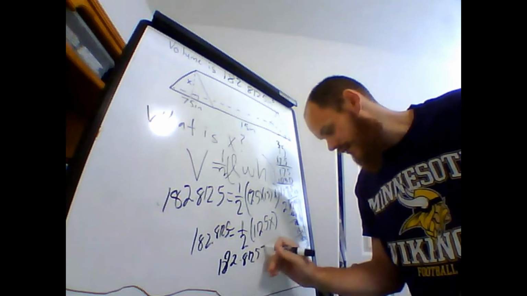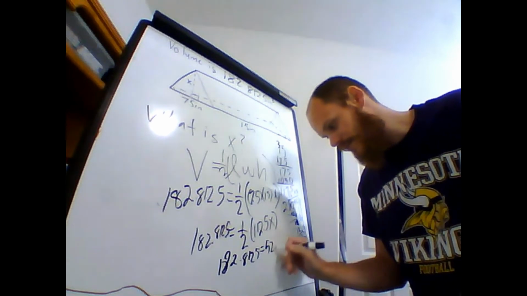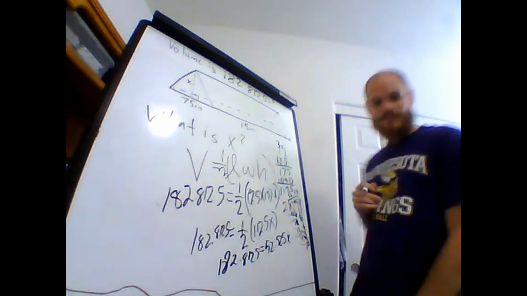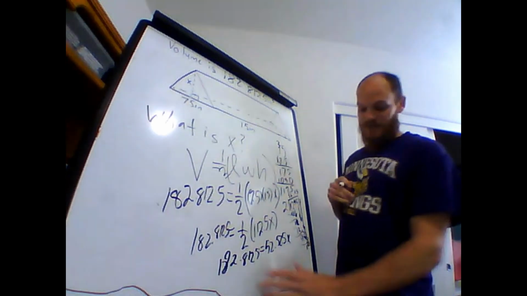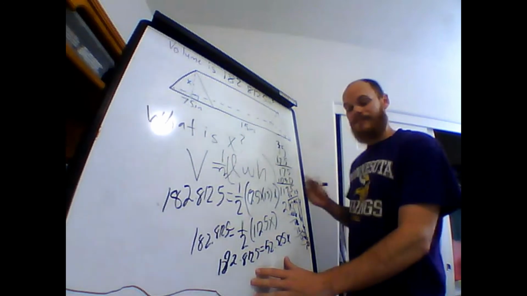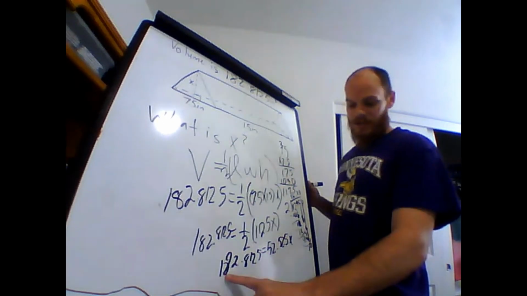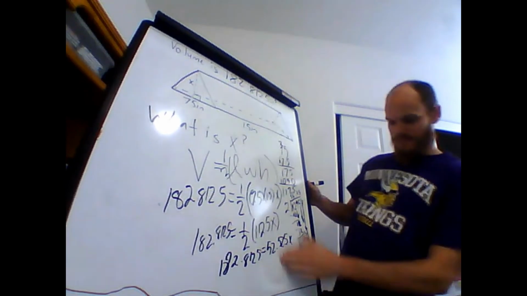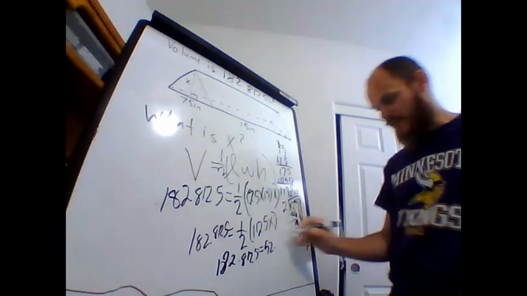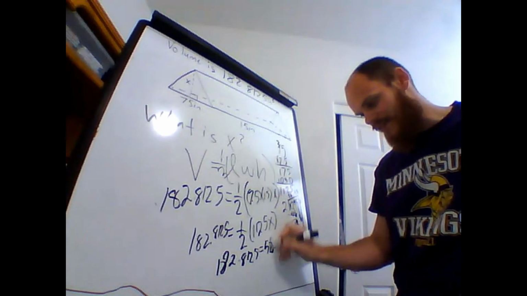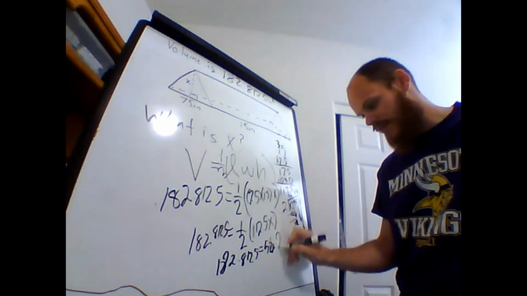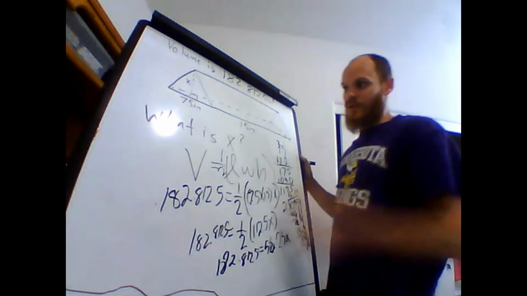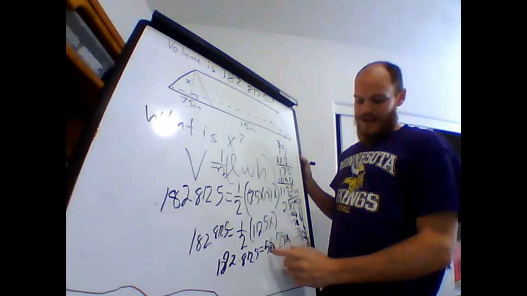182.8125 is equal to 56.25x. Okay? So I take that information, I'm sorry, that's really sloppy, but I think you can read it. So 182.8125 is equal to 56.25x. Okay, so now I need to find what x is, which is the whole point of this thing in the first place. So now I need to get x by itself.